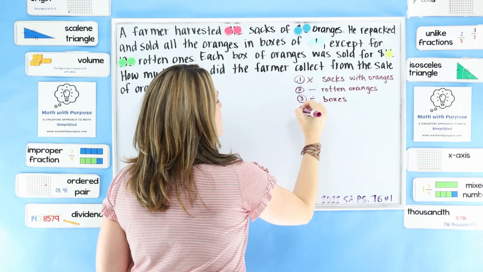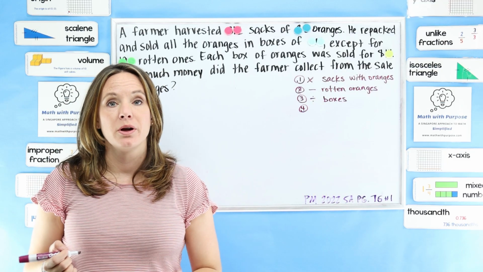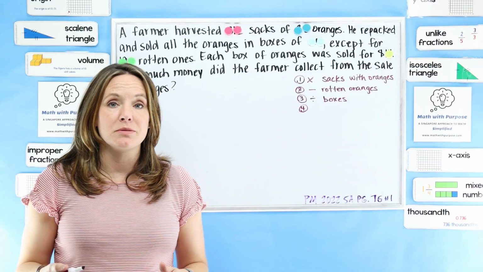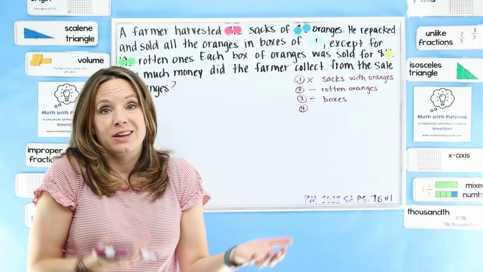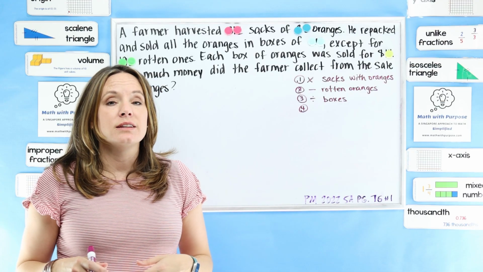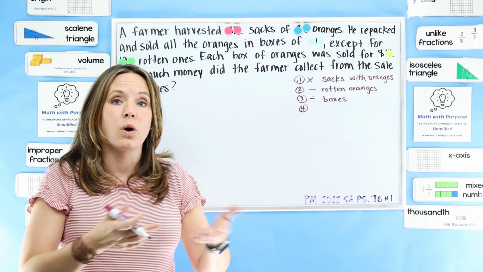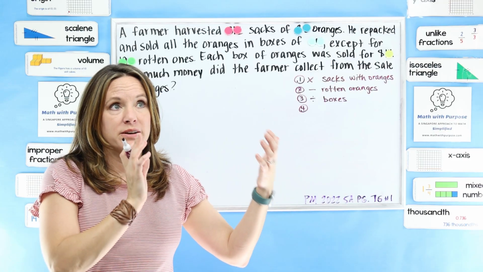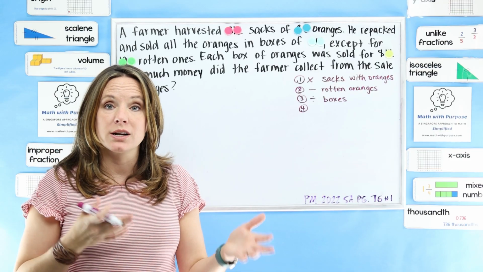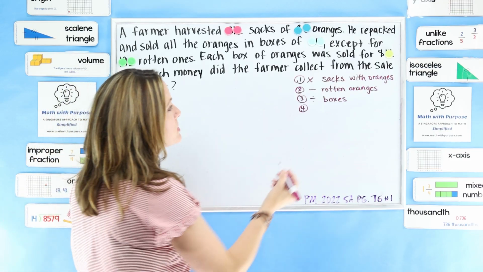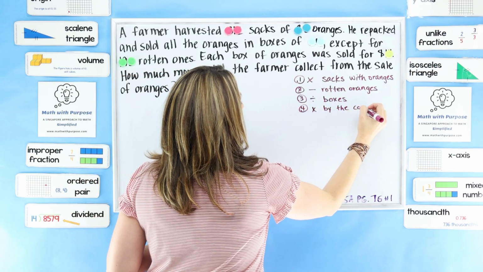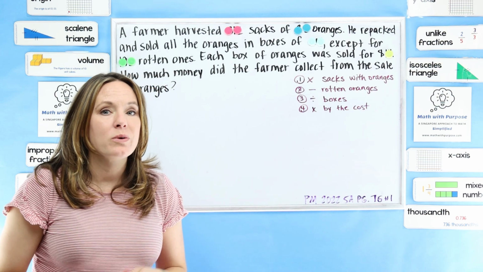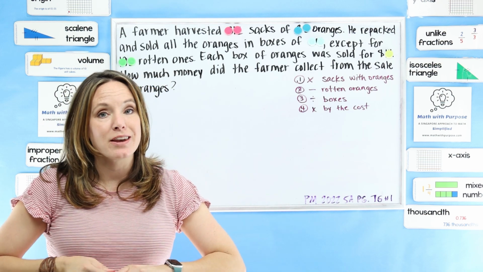And then there's one last step. What's that last step? We need to find out how much money he's going to make from selling those boxes. So if I have a certain number of boxes, like I had 3 boxes, and I sell each of them for $10, what operation would that be? We'd have 10 plus 10 plus 10, or 10 times 3, so we need to multiply by the cost. We figured all this out without even looking at the numbers.